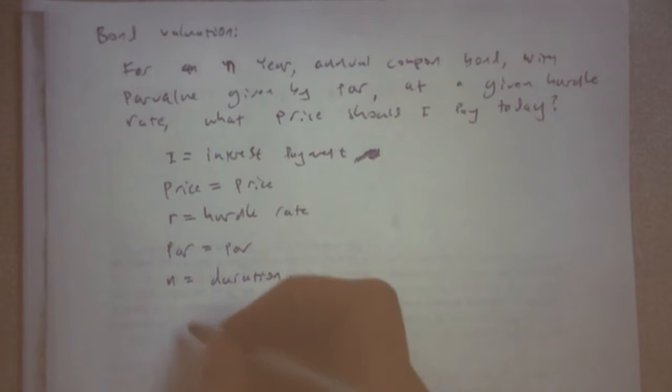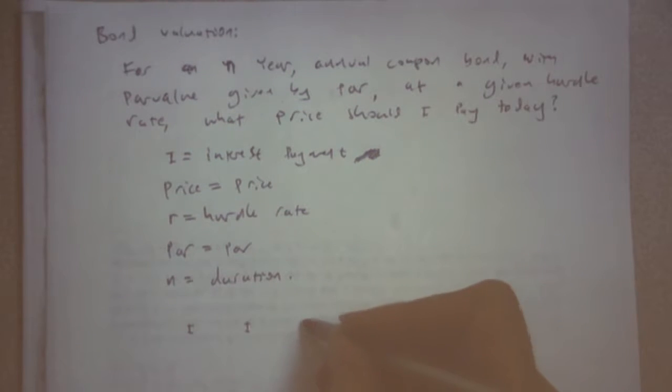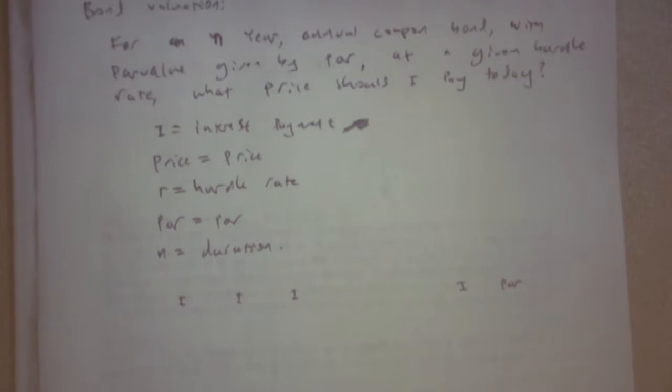Just like we talked about last week, we have a string of future payments. We're getting interest payment I, interest payment I, interest payment I, and we're going to get that for N years. Also in year N, we're going to get a par payment. That's the value written into the contract of the bond, $1,000 face value. So we get the last interest and the par. These occur in the same year.